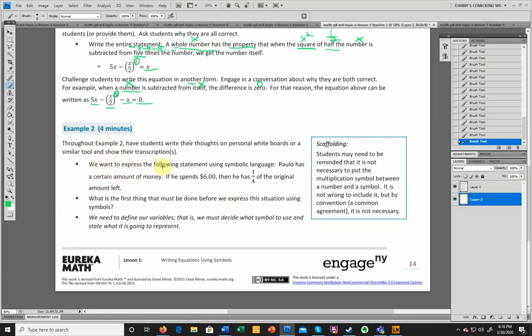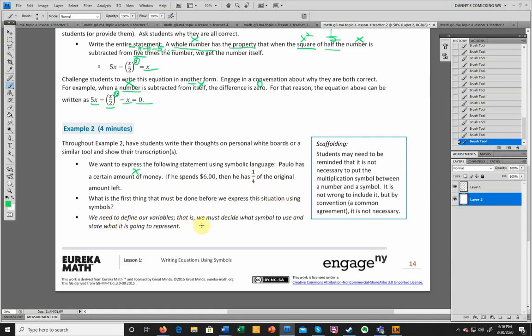Okay, we want to express the following statement using symbolic language. Paulo has a certain amount of money. If he spends, so a certain amount of money would probably be x, if he spends $6, then he has 1/4 the original amount of money left. What is the first thing that must be done before we express this situation using symbols?